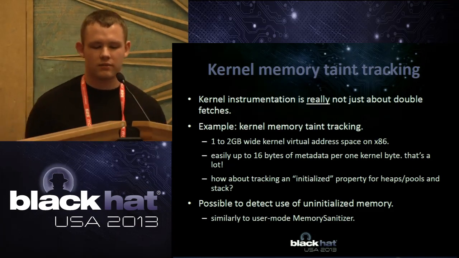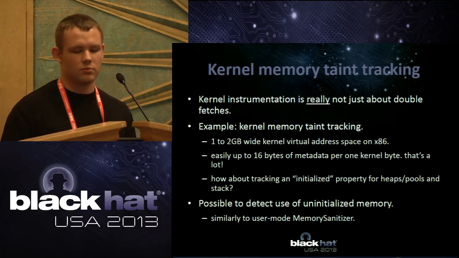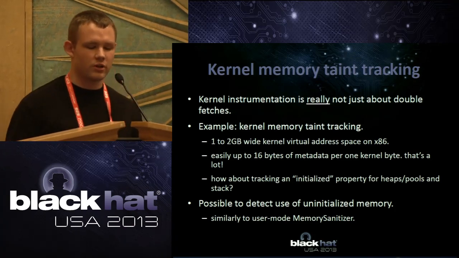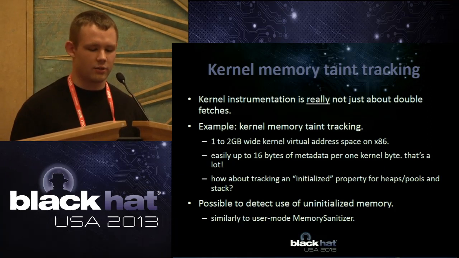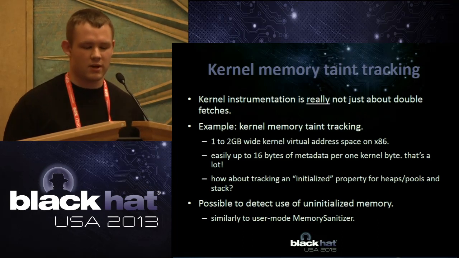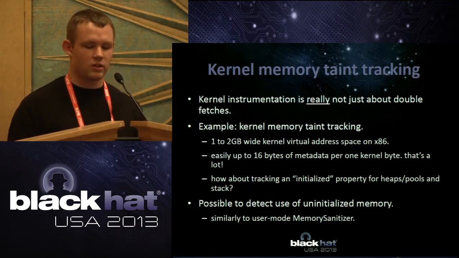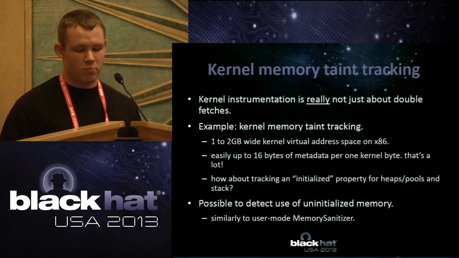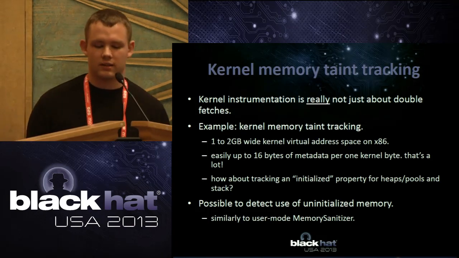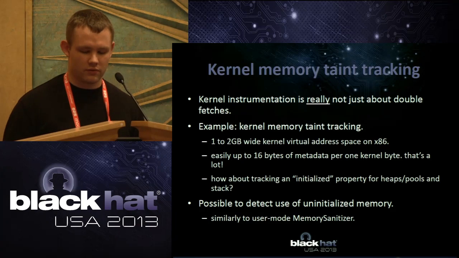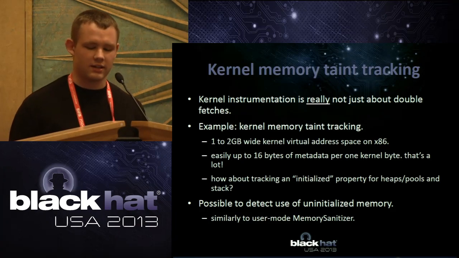One potential application could be taint tracking of kernel memory. On 32-bit Windows, for example, or any other operating system, you have a 1 to 2 gigabyte wide kernel address space, which is not too much. Considering the current amounts of RAM that you can have in your computer, you can easily have up to 16 bytes of shadow memory describing a single kernel byte, which is a lot of information that we could store there. So how about tracking the initialization state of heaps, pools and stack that reside in the kernel, and trying to find some bugs using this?